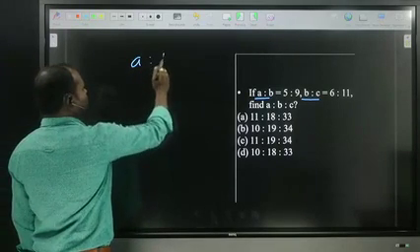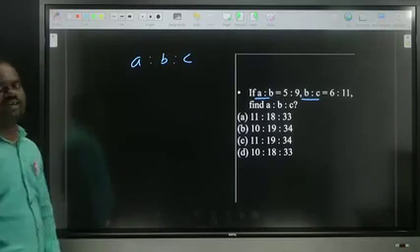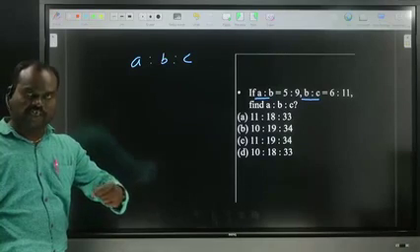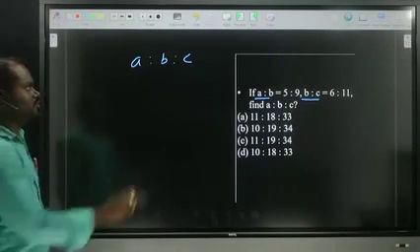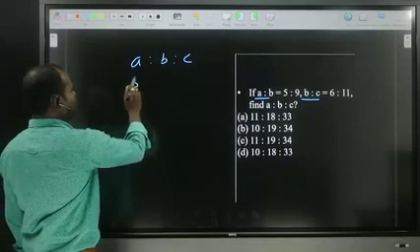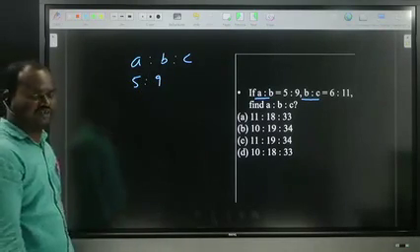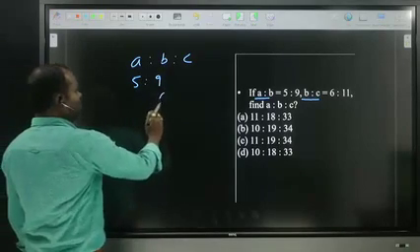A is to B is to C. First of all, from the question, below the A term write down, below the B term write down, below the C term. What is the A is to B ratio? 5 is to 9. Next, the B is to C ratio is 6 is to 11. Below the B term, below the C term, 6 is to 11.